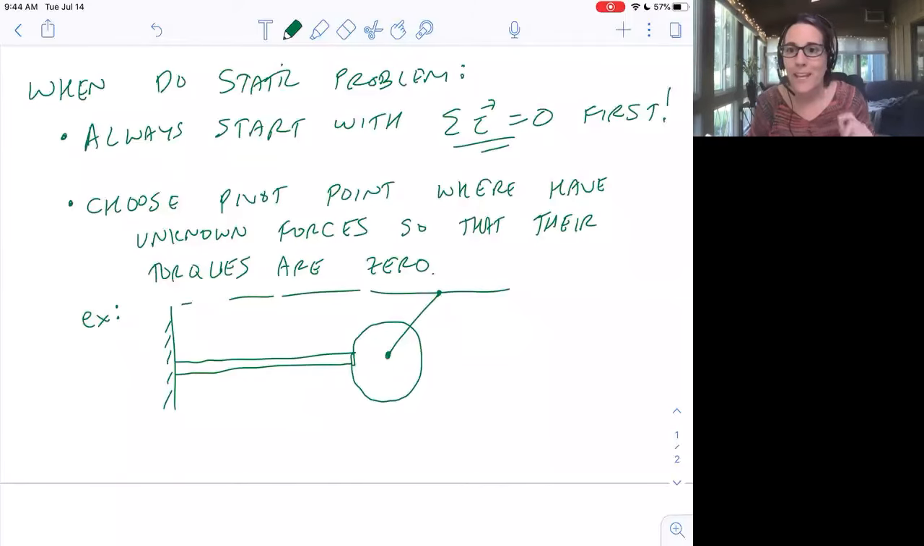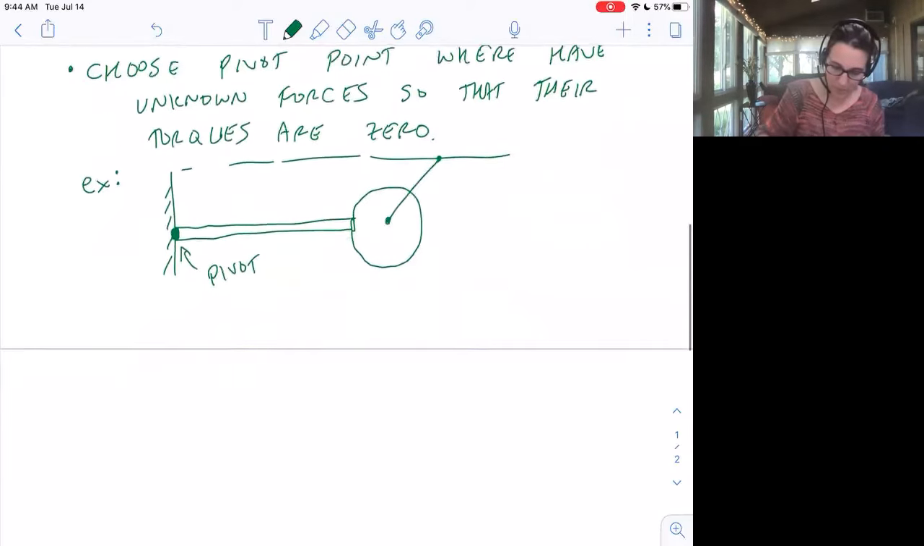Well, if you think about this, there has to be some sort of force over at the wall on the left, right? Or else this whole thing wouldn't stay up. So what we're going to do then is choose this as your pivot point for the problem, and then every torque that you write down has to be relative to that pivot.